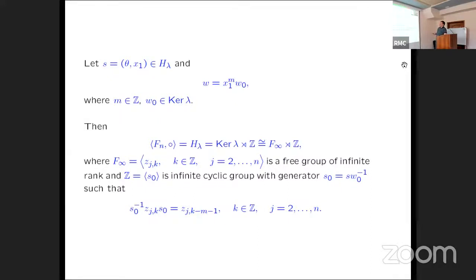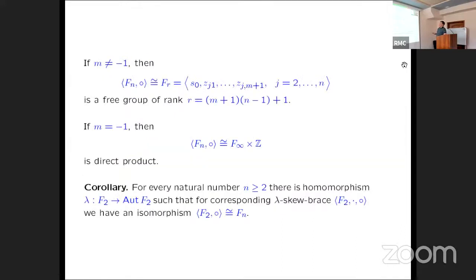Then we obtain that Fn with operation circle is a split extension of free group of infinite rank F infinity and infinite cyclic group with this generator S0, which is equal to S multiplied by W0 to the power minus 1. And we have such action. So we see that action is only shifted by index K. And if m is not equal to minus 1, then we obtain that Fn with operation circle is a free group of rank A, which is equal to (m plus 1) multiplied by (n minus 1) plus 1. If m is equal to minus 1, then you have direct product of free group of infinite rank and infinite cyclic group.